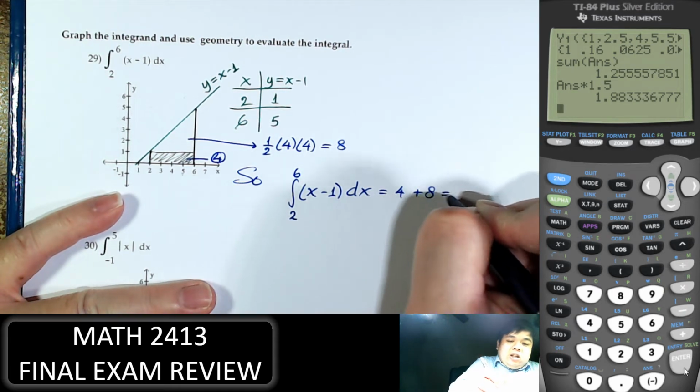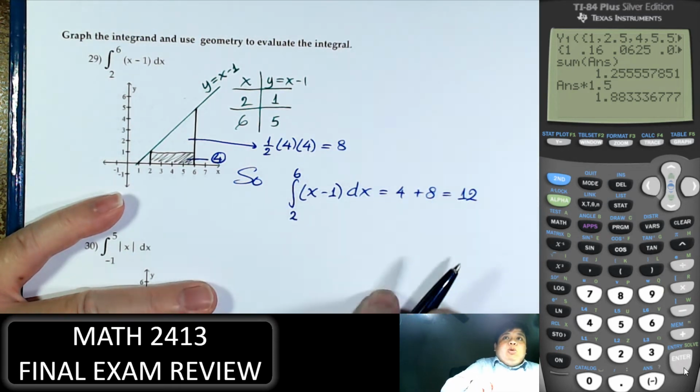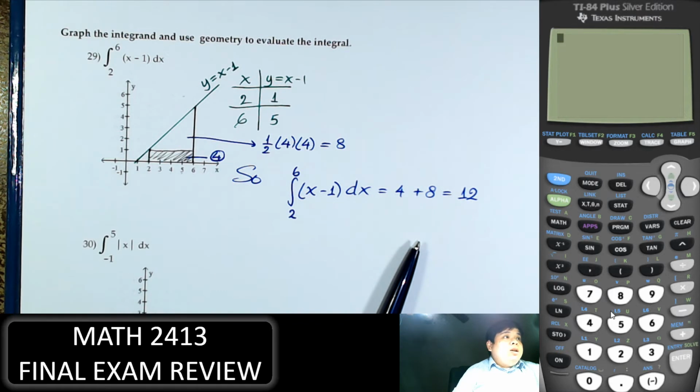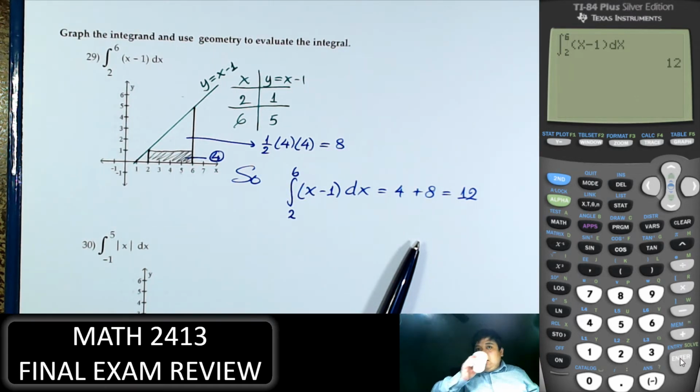Yeah, just the area under the curve. Of course, if we want to test it to see if it works, hit math, option number 9. We go from 2 to 6, x minus 1, dx. Simple enough.